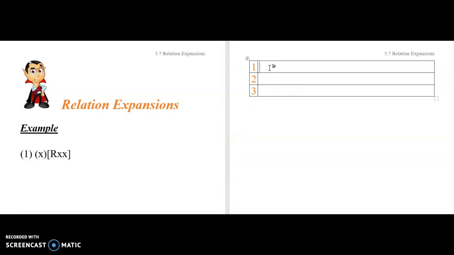Let's try it this way. If there's only one object, and again, you have to start with the meaning of the sentence. This says everything bears R to itself. So pick anything you like out of Santa's bag. It's guaranteed to be as follows. It bears R to itself.